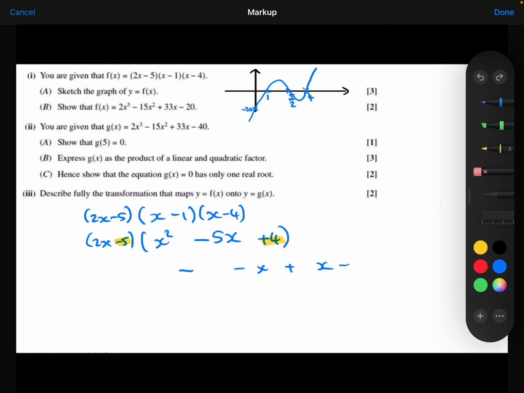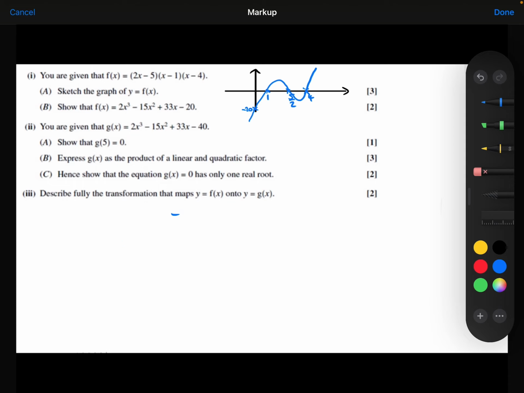Right, part II. You are given that g of x is equal to 2x cubed minus 15x squared plus 33x minus 40. Now, immediately before I look anywhere further, that should be hopefully ringing some bells for you. This seems familiar. In fact, it's very familiar. The 2x cubes are the same, the minus 15x squared are the same, the 33x's are the same. The only thing different is this one is minus 40 instead of minus 20.